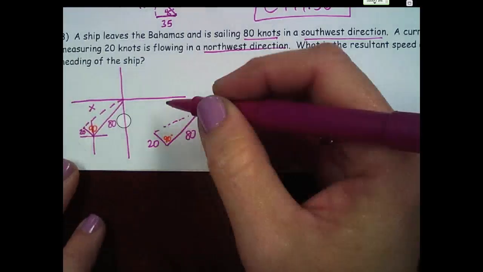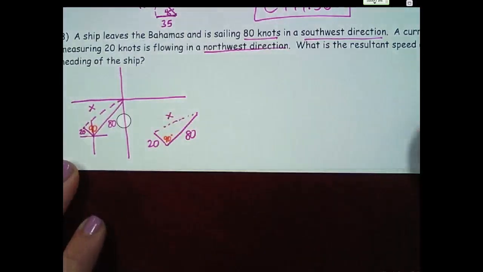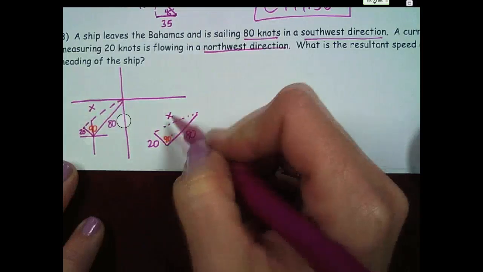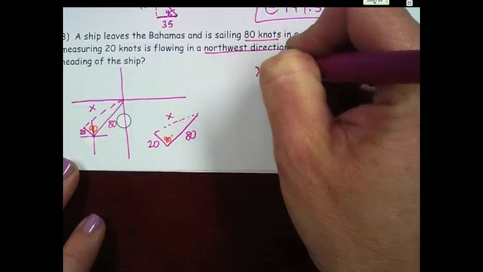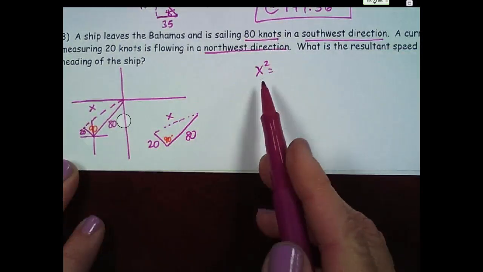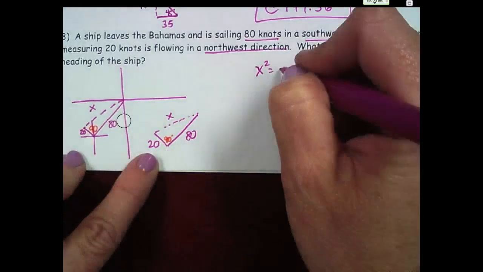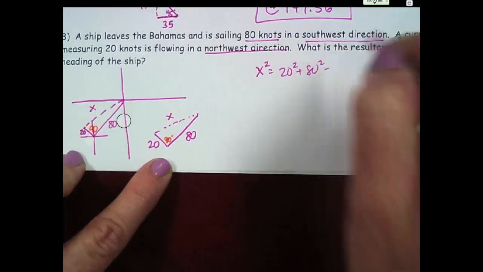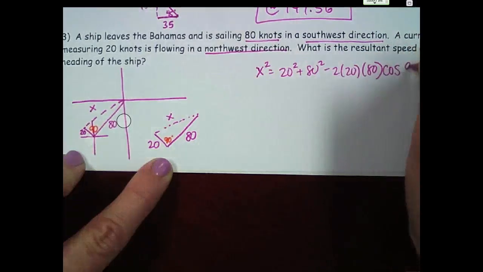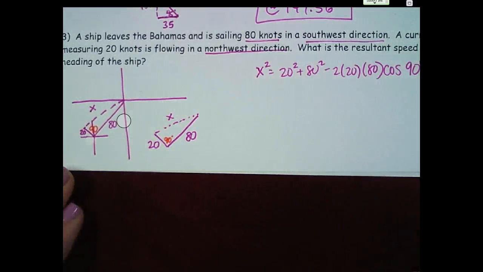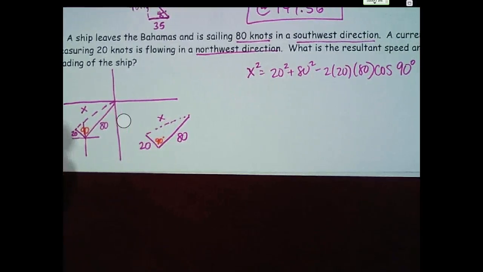Okay, so now then, you're going to find this missing side. And you can use the same thing. The 90 is across from it. So you always start with the side. So x squared equals, you always start law of cosines with the side, and the x and the 90 match. So you can do 20 squared plus 80 squared minus 2 times 20 times 80, and then cosine of your 90 degrees. Always start with the side. Okay, now when you get your answer, I'll give you another second, but don't forget to take the square root.